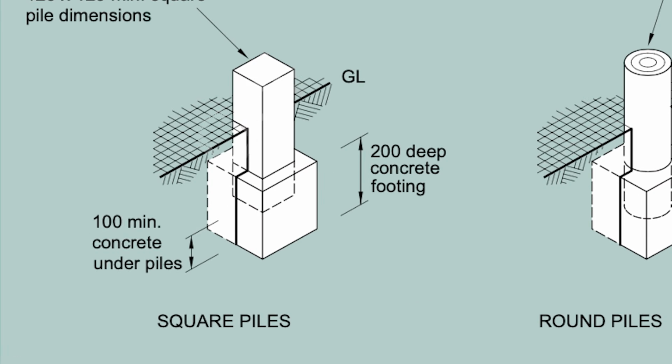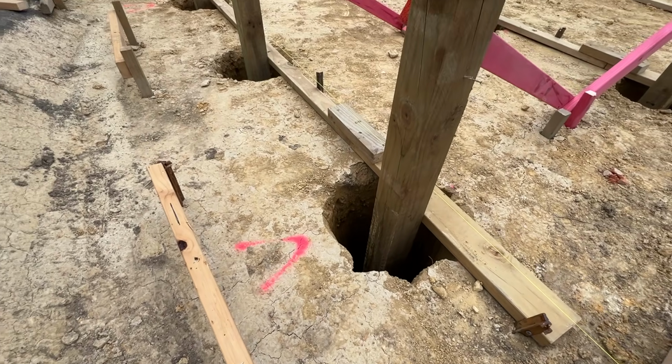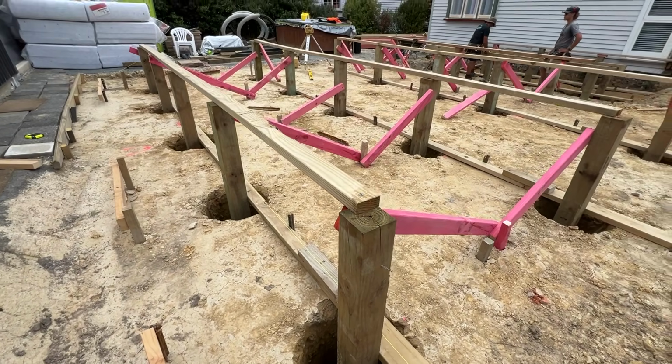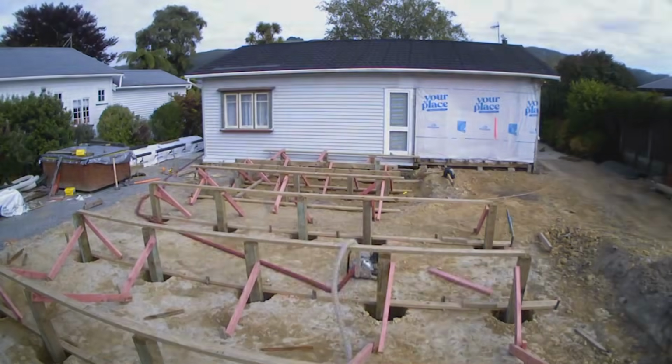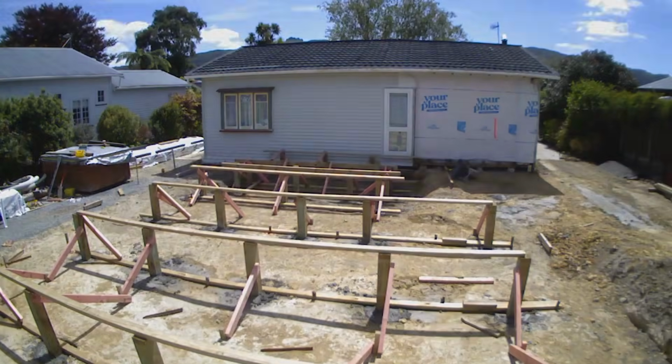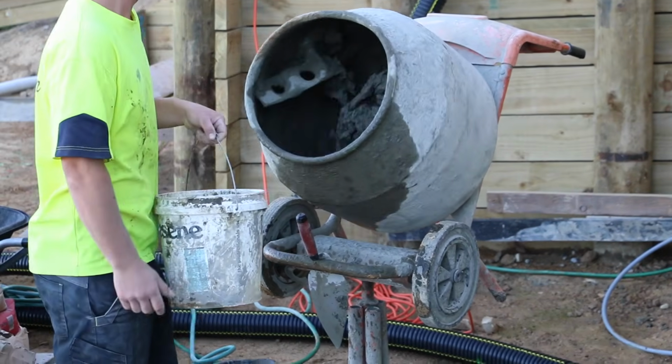One other important thing to note is all of these piles require at least 100 mils of concrete cover under the pile. What I got taught, the reason for this is so that the pile doesn't punch through the dirt and lose all of its stability. It has a nice solid footing to stand on. A nice trick I got taught is that you can pour this 100 mils first as well.